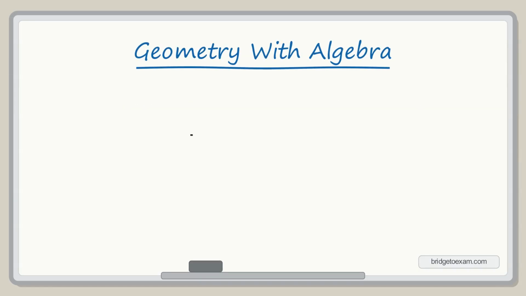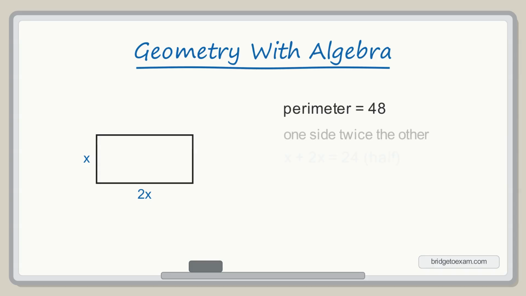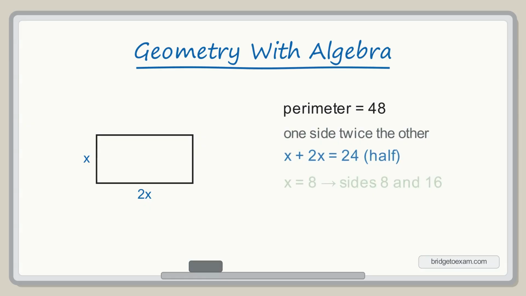Finally, geometry that's really algebra. Turn the words into an equation. A rectangle has perimeter 48, and one side is twice the other. Half the perimeter is x plus 2x, which equals 24. So x is 8, and the sides are 8 and 16. Set up the equation from the constraint, then just solve.